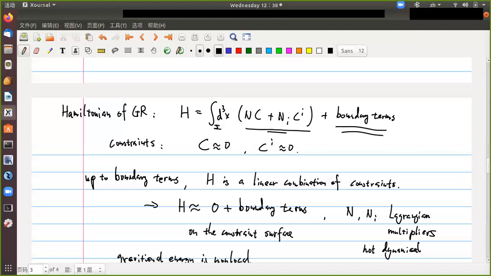So the value of the Hamiltonian has to take the trivial value. It turns out that for all these so-called general covariant systems, diffeomorphism invariant systems, this Hamiltonian has to be 0. If you don't have a boundary, otherwise the non-zero part of the Hamiltonian has to be boundary terms. So the Hamiltonian of GR is 0.